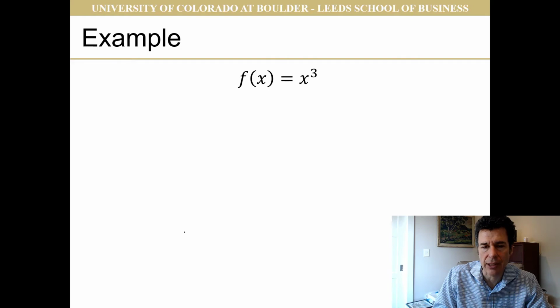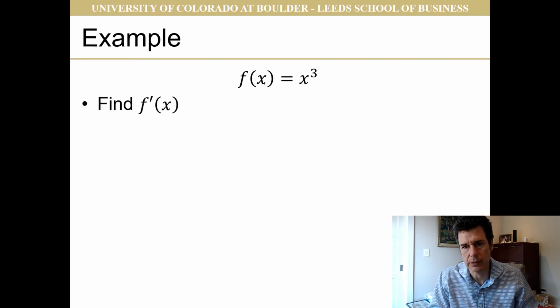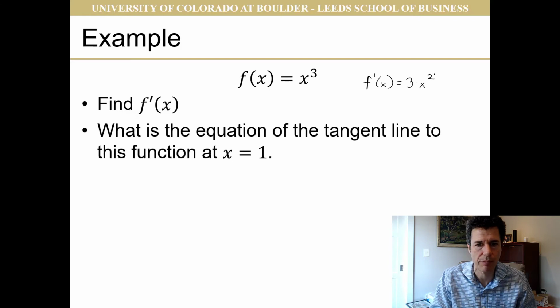All right, example. f of x equals x cubed. Find f prime of x. Well, n in this case is 3, so f prime of x equals 3, bring the exponent down, times x to the 3 minus 1, which is 2.